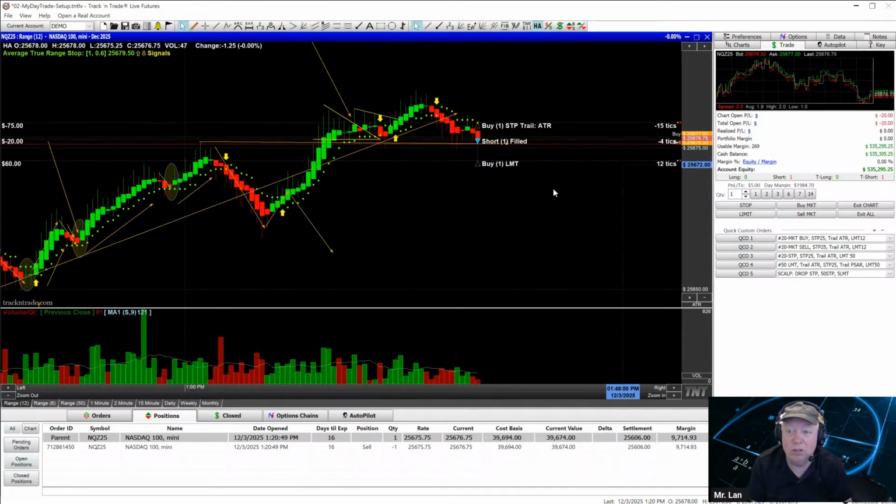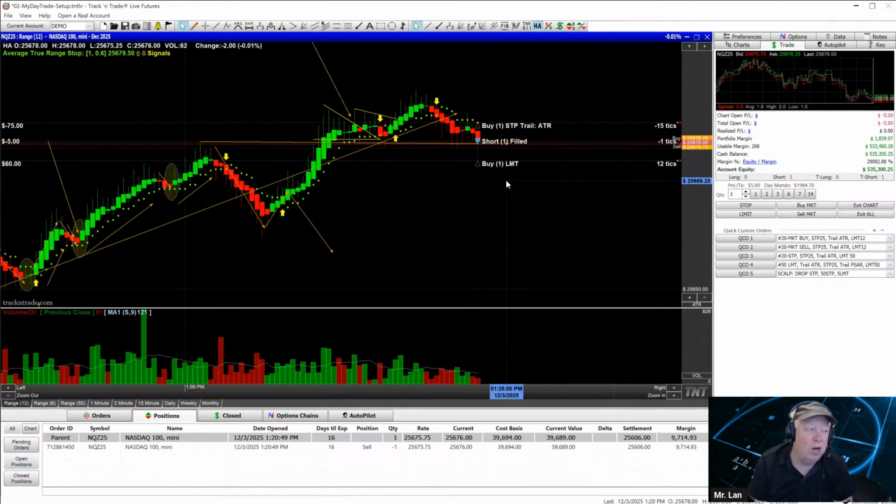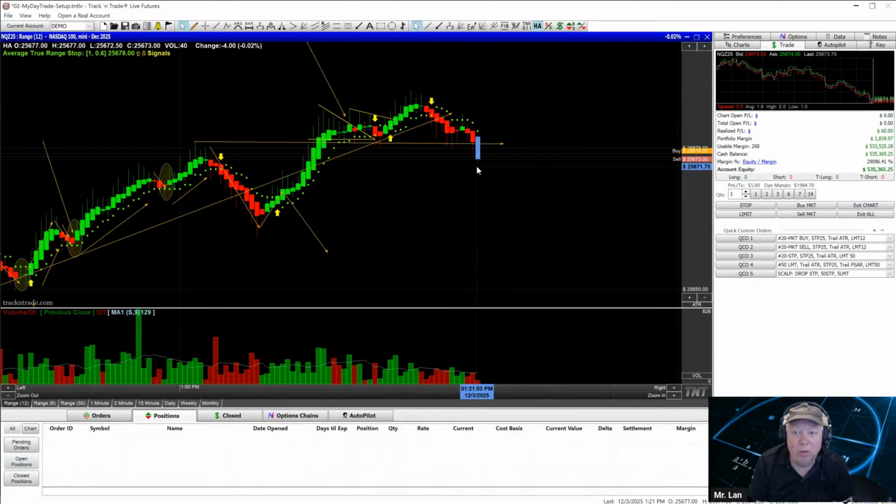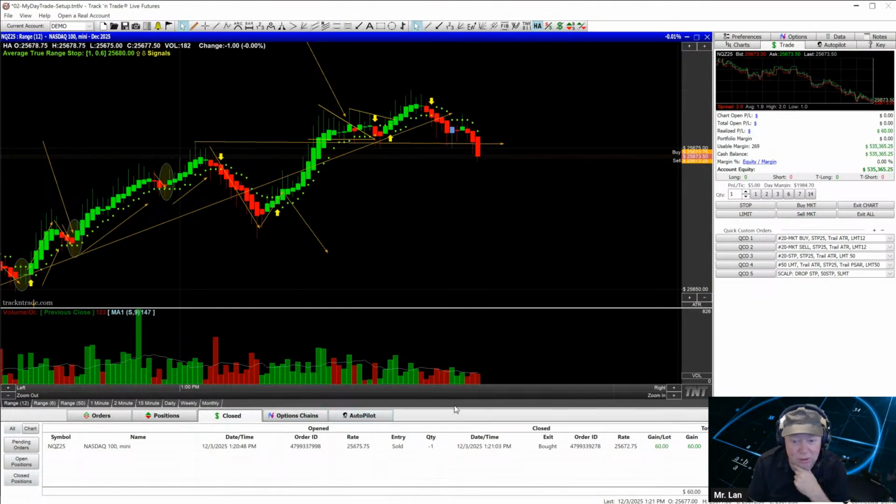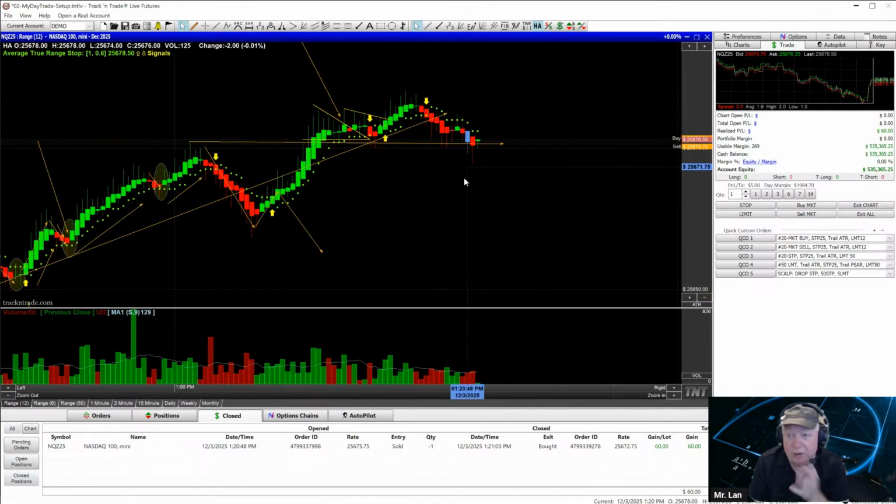Short means that we're going to try and make money when the market falls. Now we've got an OCO in here. If it comes down and touches the limit, it's going to give us the profit between where we got in and where, well, we just made 60 bucks. So that's how that works. A little bit fast. Now we have to wait for another setup.